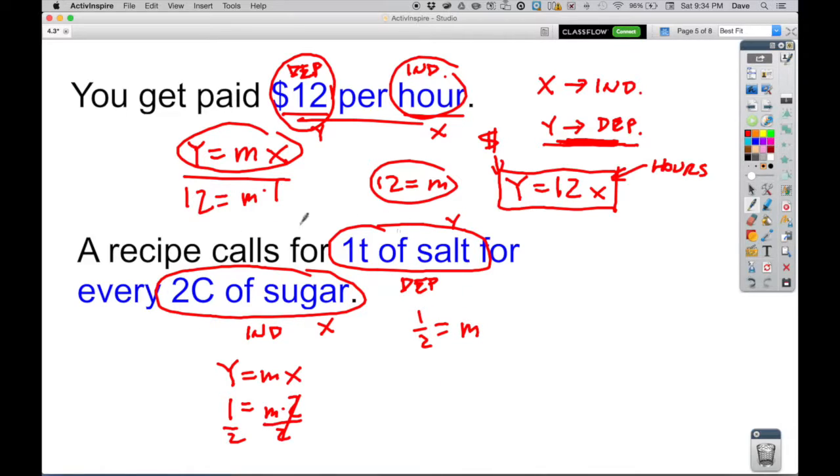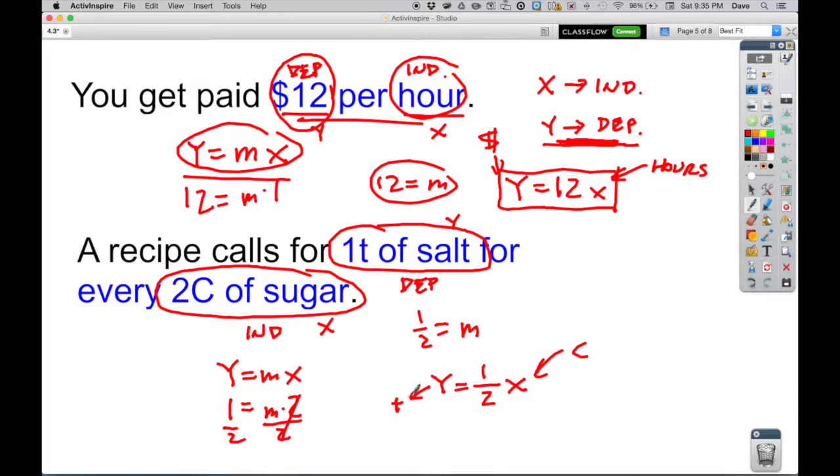So the equation for this problem is this. y equals mx, where m, that constant of proportionality, is 1/2. So x is the number of cups of sugar I put in, multiply that by a half, and what'll spit out over here for y is the amount of teaspoons of salt that I need.